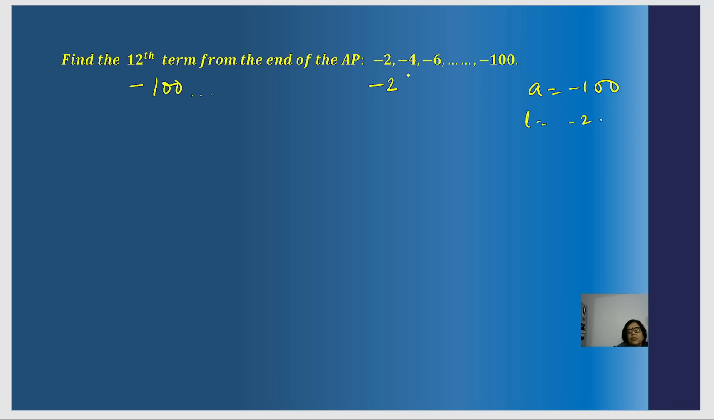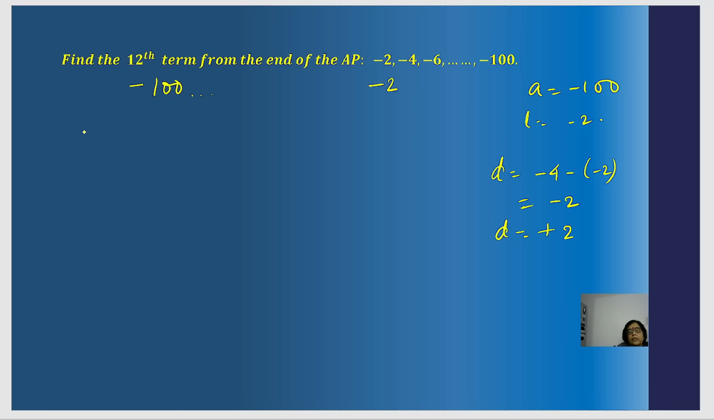Now another important thing that we must remember is that in the original sequence the value of d is minus 4 minus minus 2, that is equal to minus 2. So in the new sequence the value of d will become plus 2. If you check it out on your own, you will get d is equal to plus 2.